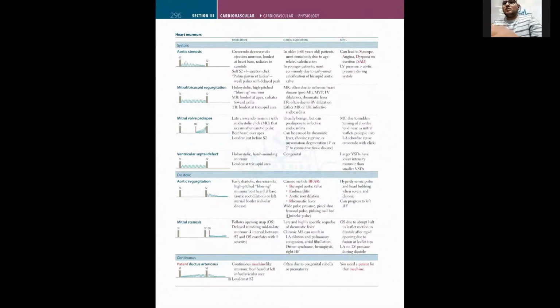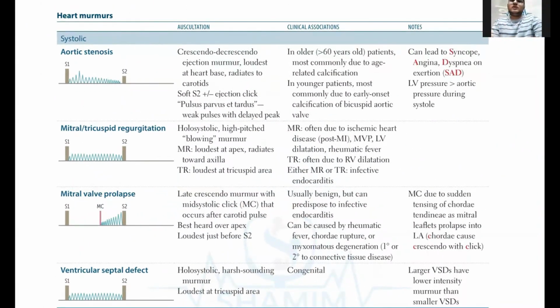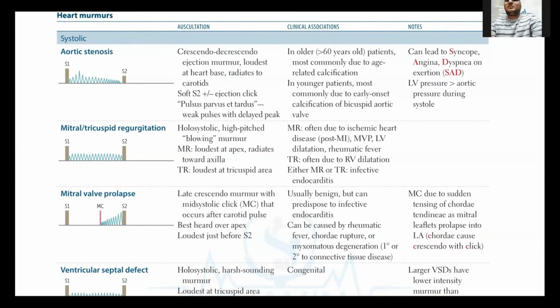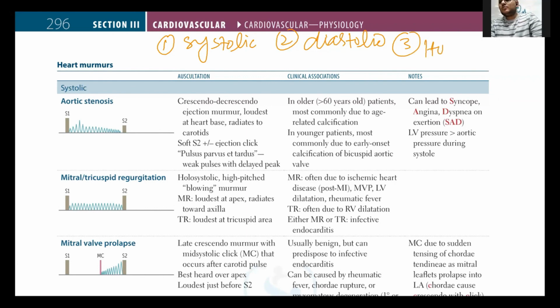Now we will discuss one by one what are the heart murmurs. First of all, we will differentiate what are the systolic murmur, what are the diastolic murmur, and what are the holo systolic murmur. Okay, आपको ये टर्म्स आना बहुत जरूरी है। फर्स्ट डिवीजन इज सिस्टोलिक, नेक्स्ट डायस्टोलिक, एंड थर्ड इज द holo systolic। ये क्या होती है?